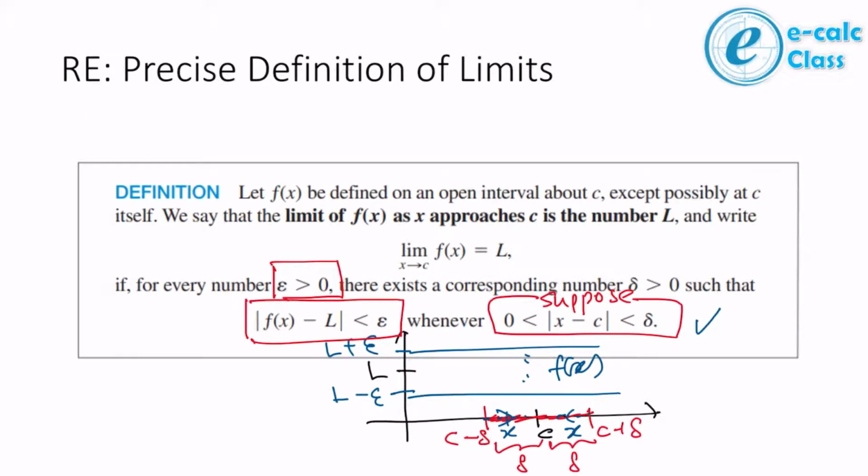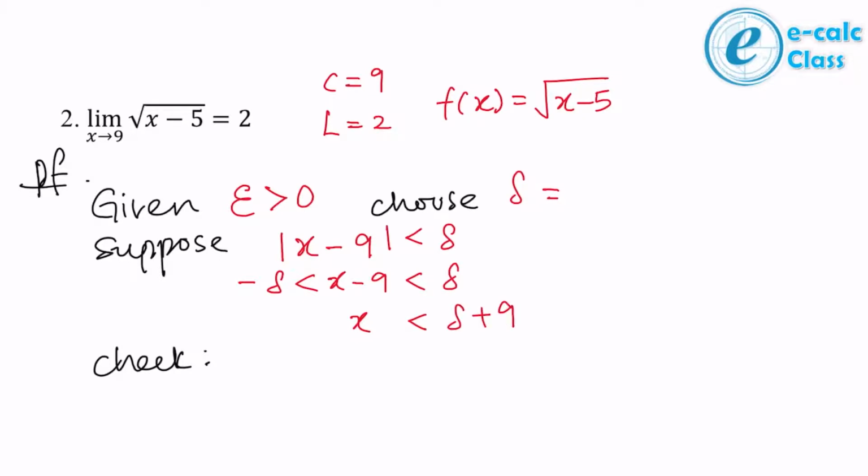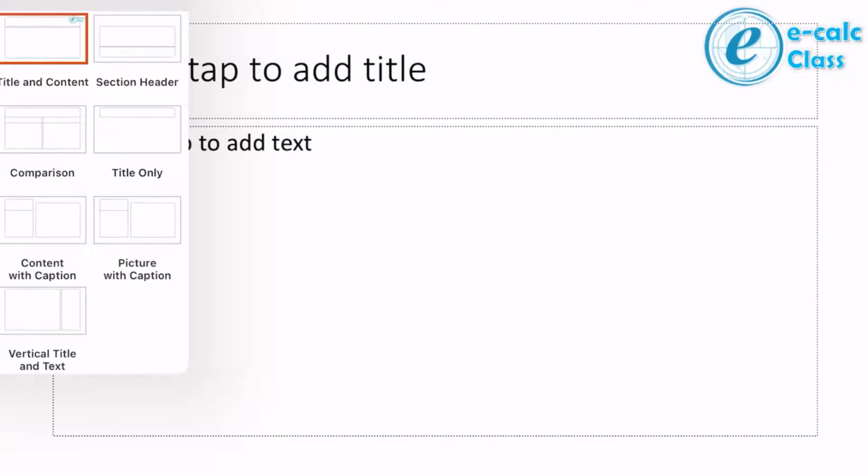Suppose your x first. Suppose the absolute value of x minus c is smaller than delta, so negative delta is less than x minus 9, which is less than delta. Bring the 9 over: 9 minus delta is less than x, which is less than 9 plus delta. That is easier for us to compare later. I think we need a lot of space for this check, so I'm going to write on the next page.